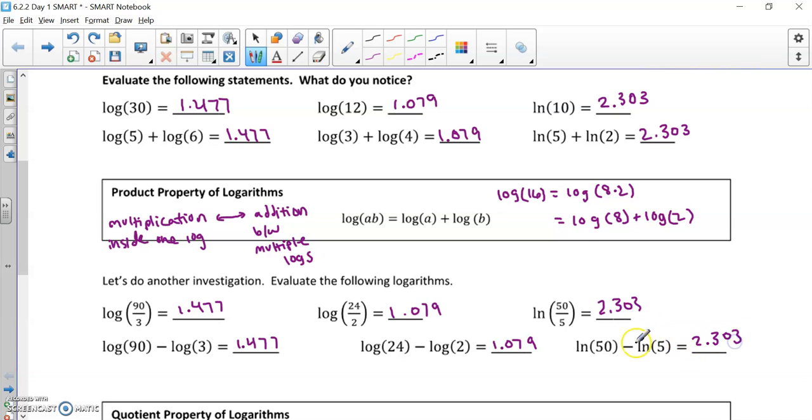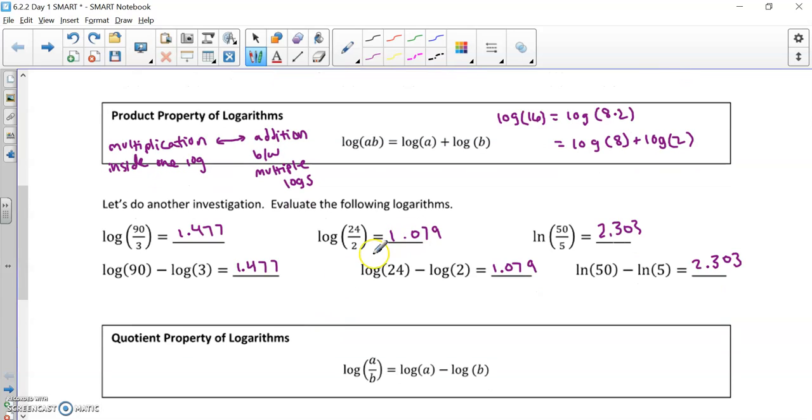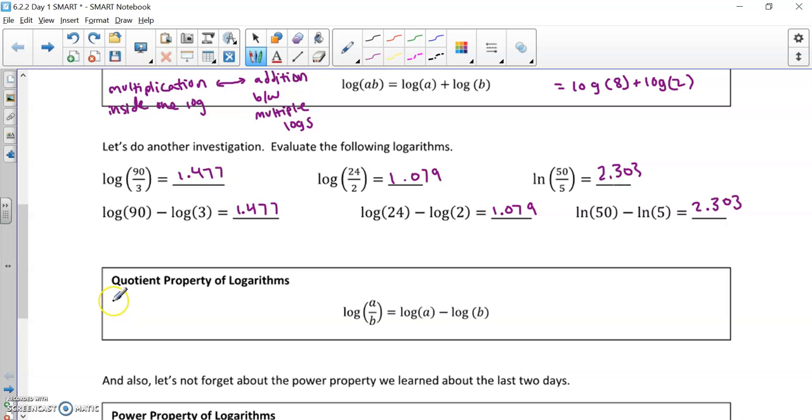All right. So this is the very essence of our next property, the quotient property, which is that if you have two things being divided in a log, that translates to subtracting multiple logs. In the product property, we went from multiplication inside to addition between multiple logs. In the quotient property, we go from division inside one log to subtraction between multiple logs. Well, between two logs, really.